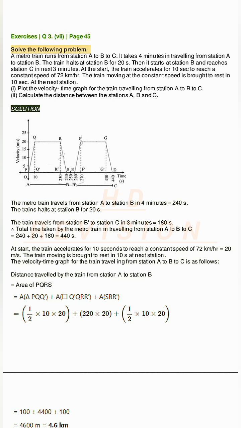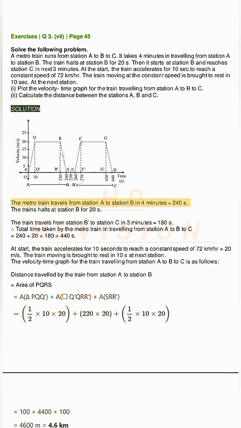Exercises Q3. Page 45. Solve the following problem. A metro train runs from station A to B to C. It takes 4 minutes in traveling from station A to station B. The train halts at station B for 20 s. Then it starts at station B and reaches station C in the next 3 minutes. At the start, the train accelerates for 10 seconds to reach a constant speed of 72 km per hour. The train moving at the constant speed is brought to rest in 10 seconds at the next station. Plot the velocity time graph for the train traveling from station A to B to C. Calculate the distance between the stations A, B and C.